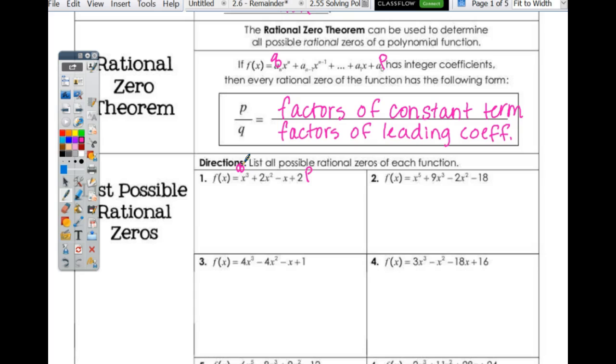So what's the number in front of x to the third? 1. So P over Q. I want the factors of 2. So what are the factors of 2? 2 and 1. And it can be either a positive or a negative. So we get plus or minus 1 and plus or minus 2. And the factors of 1 are plus or minus 1.